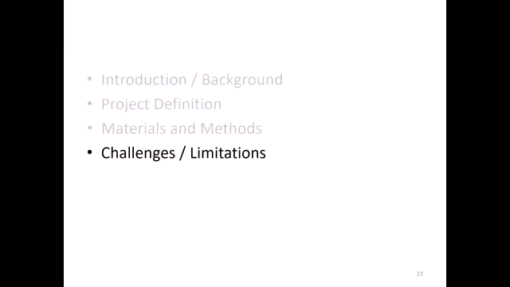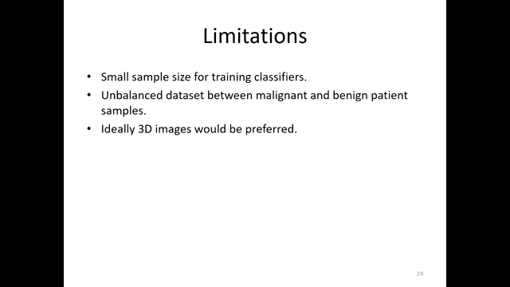And challenges and limitations. So obviously we have a small sample size, and that's going to be a problem in training some of our classifiers, especially the autoencoder, since it is a neural network. Neural networks want as many training data points as they can get, and so that may be a problem with our autoencoder. And 2, we have an unbalanced data set between malignant and benign patient samples.